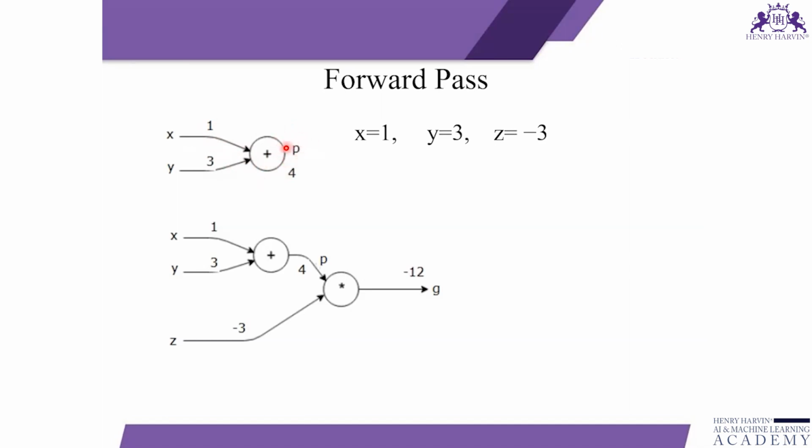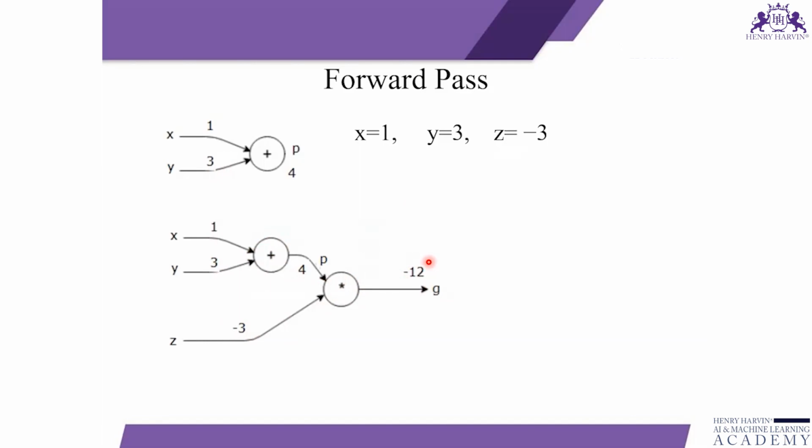So what is the value of P here? The value of P is 4. Here the X, Y and Z values are given, right? So from that I have taken 1 and 3. Now look at this. We already got this output, that is 4, and we know that the value of z is minus 3. Here we use the multiplication operator. So this is 4 into minus 3, which gives us the output g as minus 12.